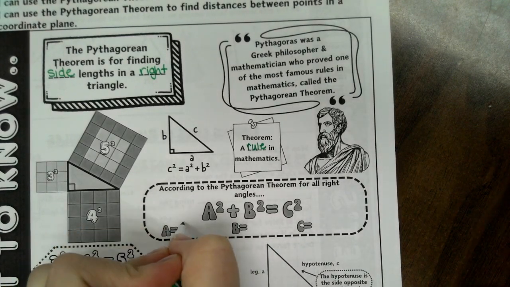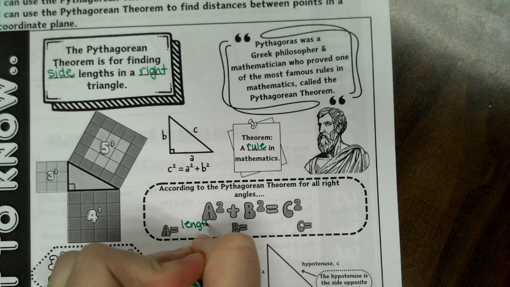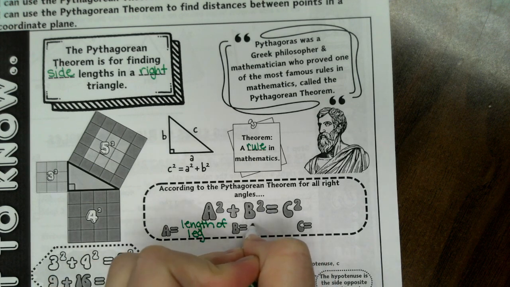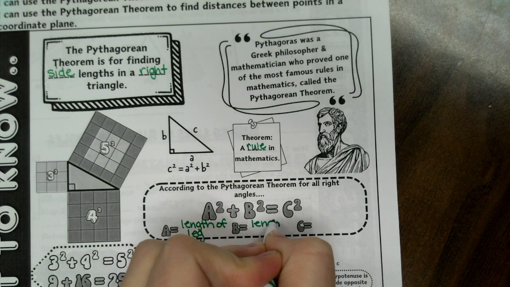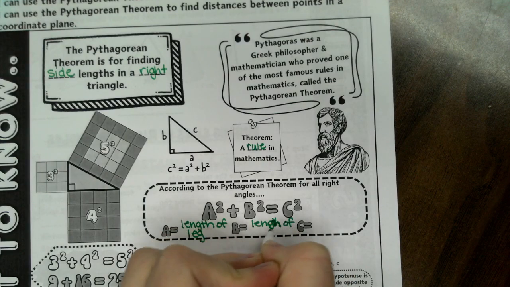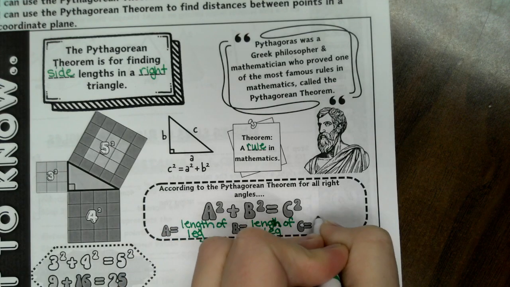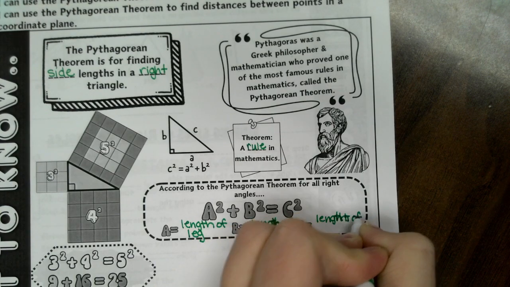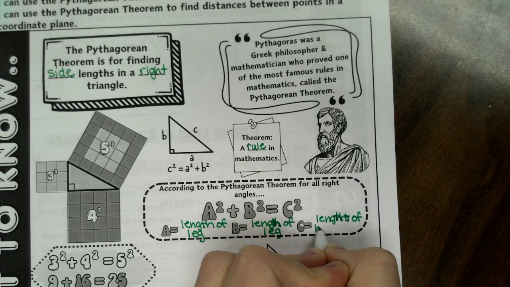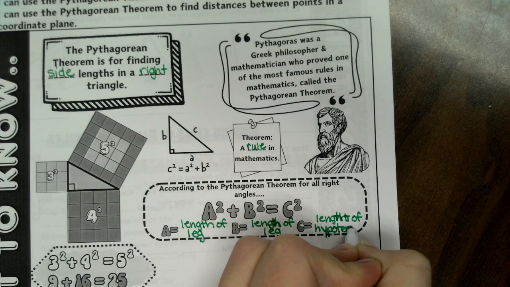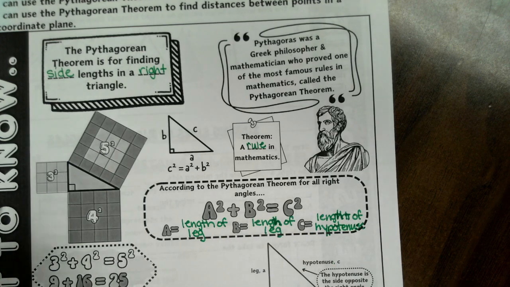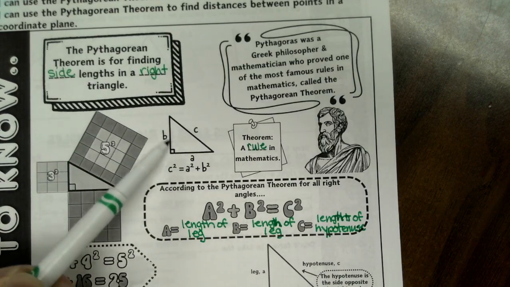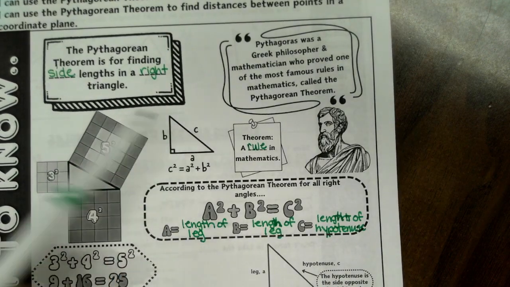And so a is the length of a leg. So we'll just put length of leg. b is also a length of a leg. And c is the length of the hypotenuse. So we have leg 1, leg 2, or leg a, leg b, and c is our hypotenuse.